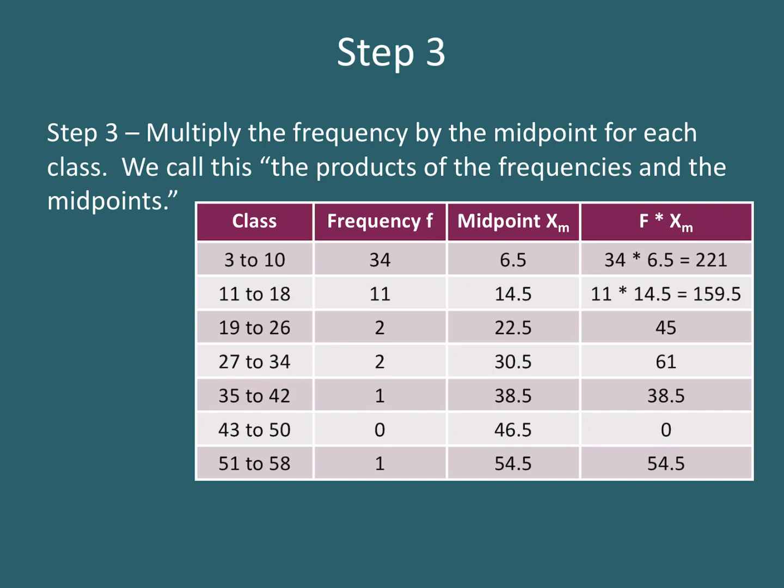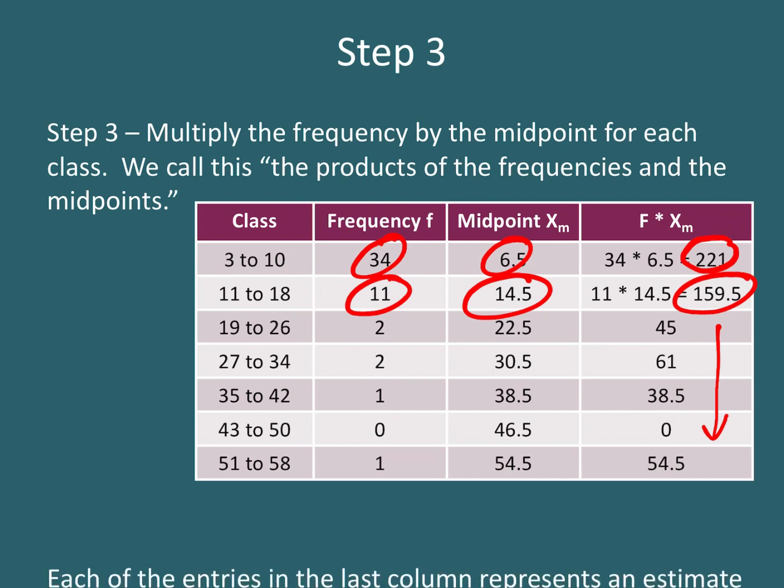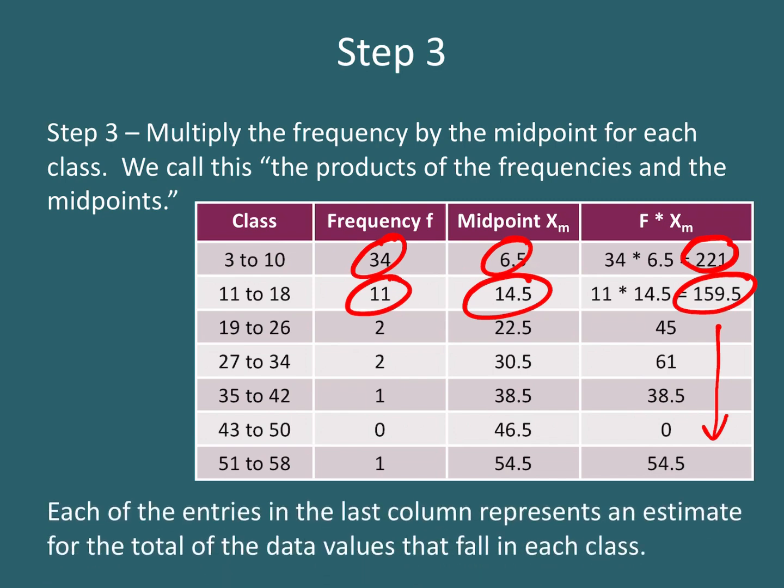Notice our first row we get 221. That's 6.5 times 34. The next row is 11 times 14.5 gives us 159.5, and so on down the list. Each of the entries in the last column represents an estimate for the total of the data values that fall in each class.